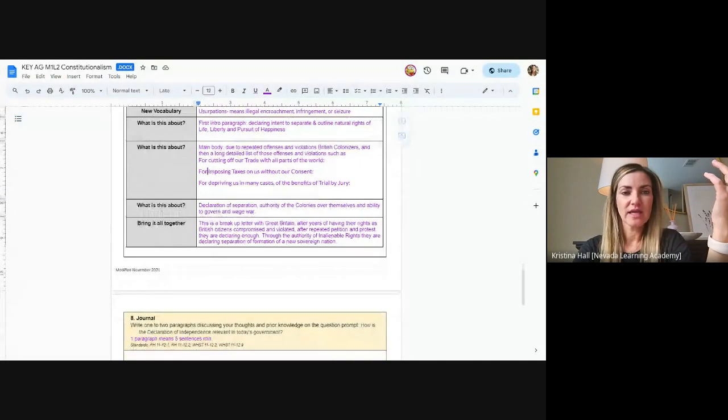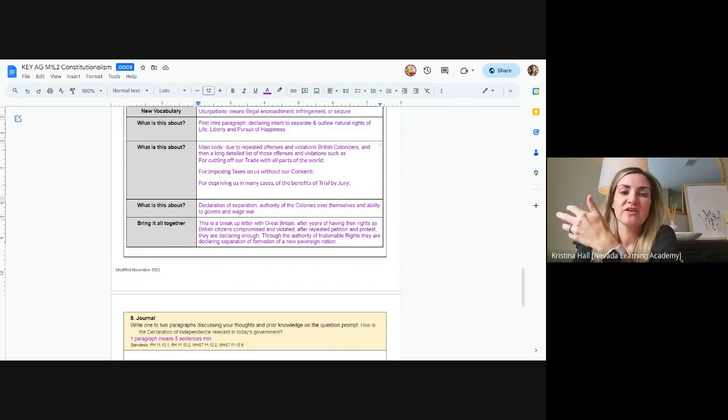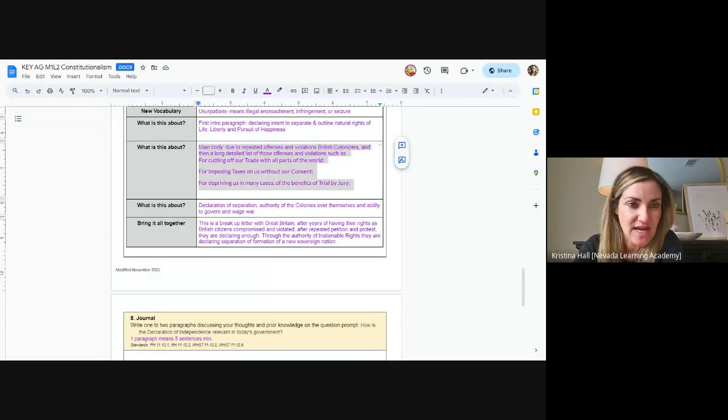Okay. The main body, and it's due to repeated offenses and violations by the British colonizers, and then a long detailed list of those offenses and violations. So it's listing those violations and why they're breaking up with them. So this is that second part, and it's getting more detailed. It's like, okay, I just broke up with you. Now let me tell you why.